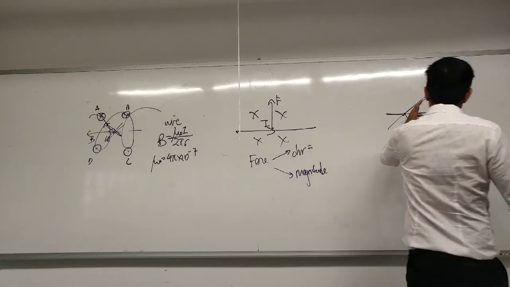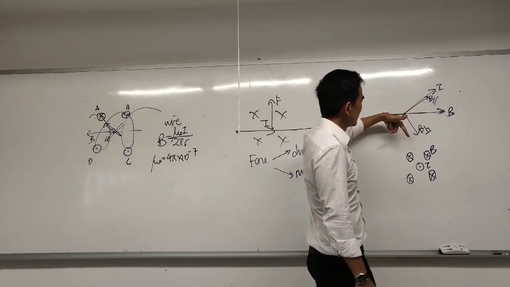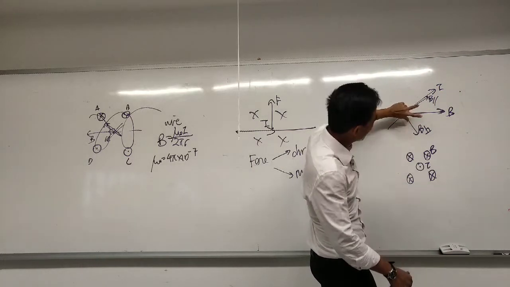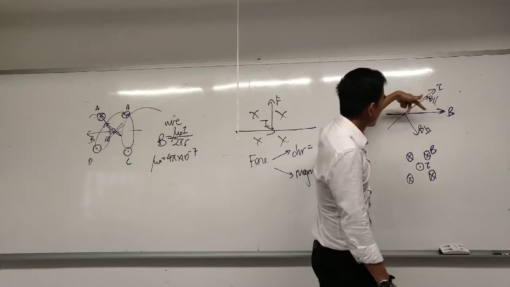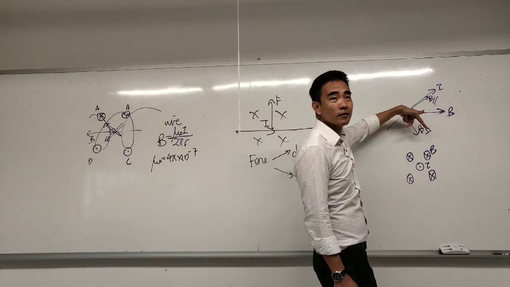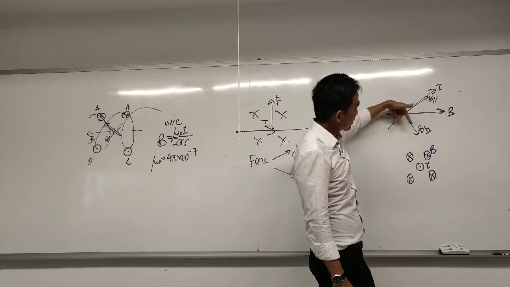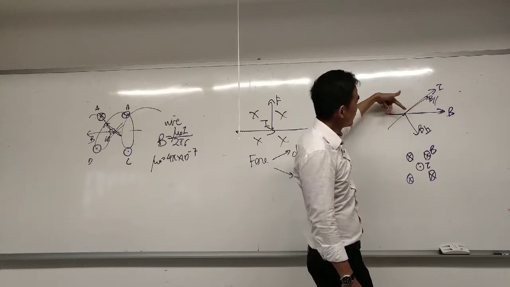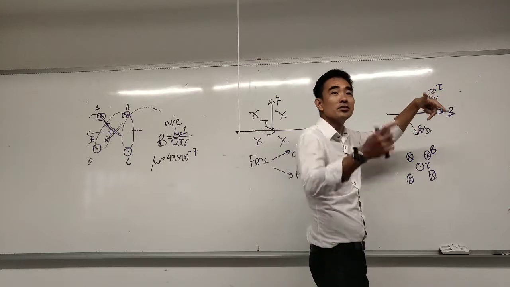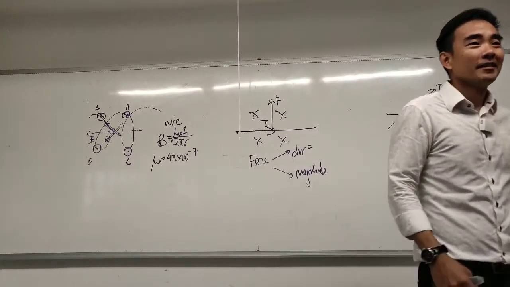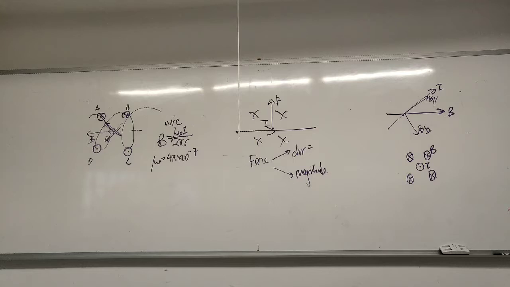Say for example, if you find that the field pointing this way and the current pointing that way is a little bit too difficult, right? So I point the current this way. So the force is out, right? Easier on my hand, very easy on my hand. So I point the current this way, which is opposite to the actual current, and the field points this way, the force is out. So I just need to reverse the force. Just remember to reverse the force.